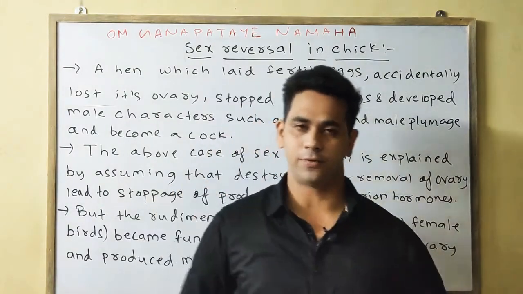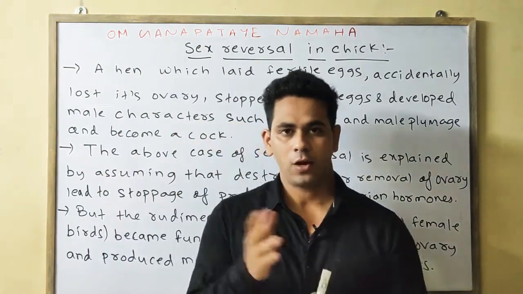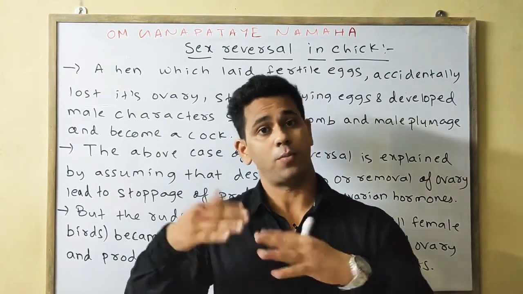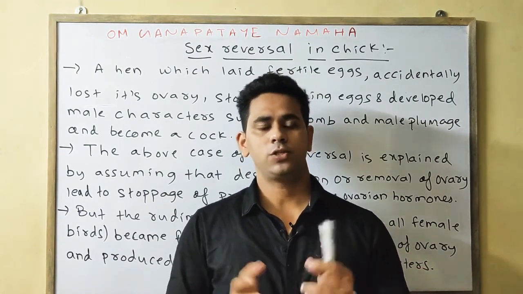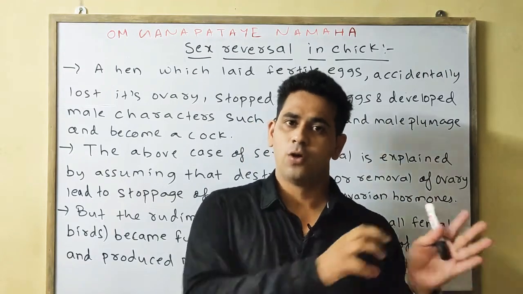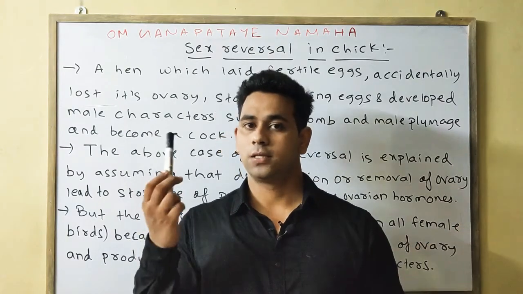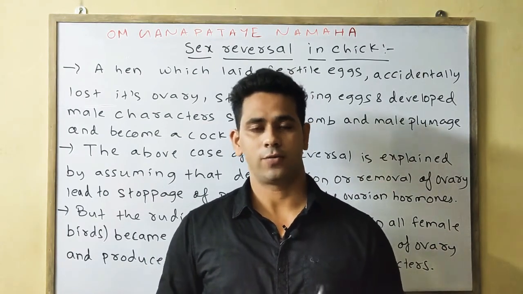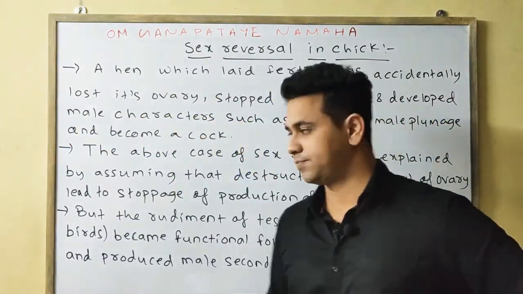As we have discussed, what is sex reversal? It means the artificial removal of the gonads before puberty of either sex, which will develop the secondary sexual character of the opposite sex. The removal of the gonad may be castration or ovarectomy. Castration means the removal of the testis. Ovarectomy means removal of the ovary. Removal of the testis in the male will lead to development of the secondary sexual character of the female, whereas in the case of ovarectomy, the artificial removal of the ovary will develop the secondary sexual character of the male. Now we'll discuss one interesting example in the case of chick.